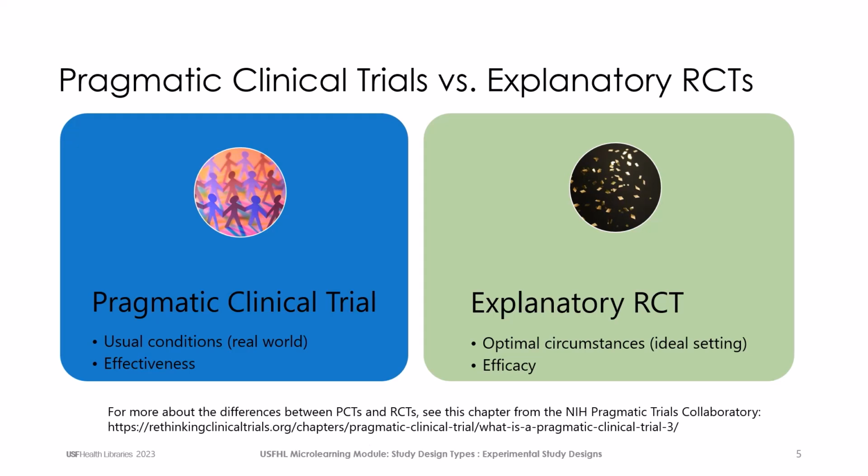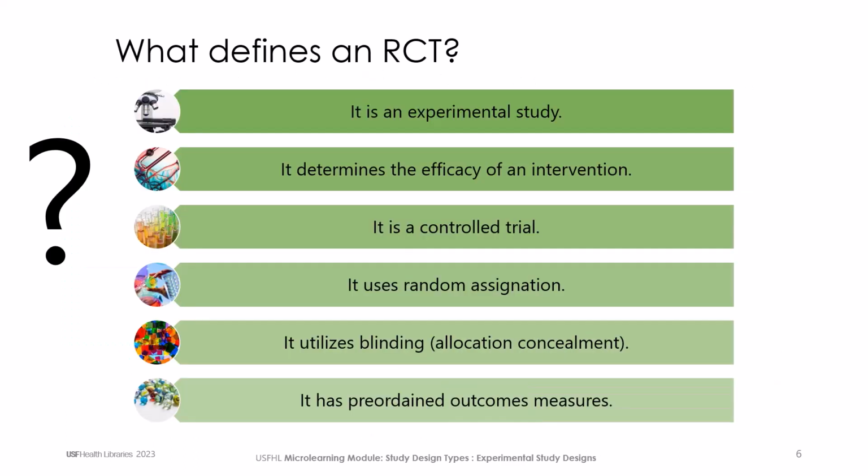For more about the differences between PCTs and RCTs, see this chapter from the NIH Pragmatic Trials Collaboratory. While both PCTs and explanatory RCTs are experimental controlled studies, RCTs have the highest level of methodological rigor in their study design. To reduce bias and establish a high level of evidence in the study outcomes, RCTs control as many variables as possible in their study design, using random assignation, blinding, and pre-specified primary and secondary outcomes.